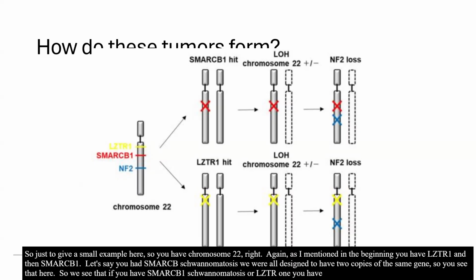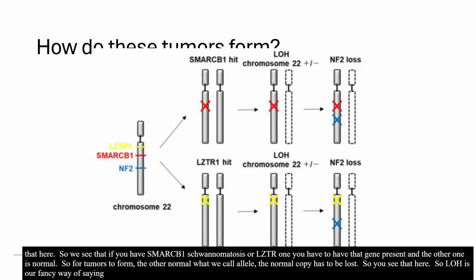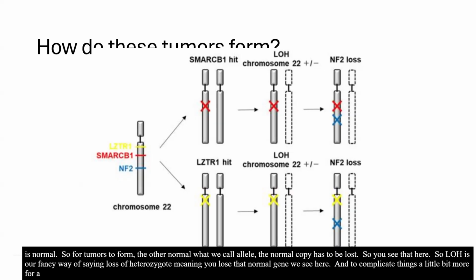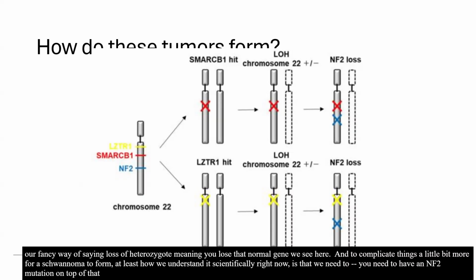So for tumors to form, the other normal copy, what we call the allele, has to be lost. So LOH is our fancy way of saying loss of heterozygosity, meaning you lose that normal gene that you see here. And to complicate things a little bit more, for a schwannoma to form, at least how we understand it scientifically right now, you need to have an NF2 mutation on top of that as well. So you can see how that can get really complicated, right?